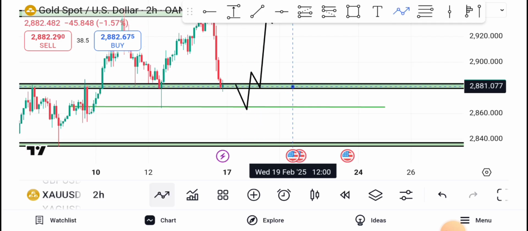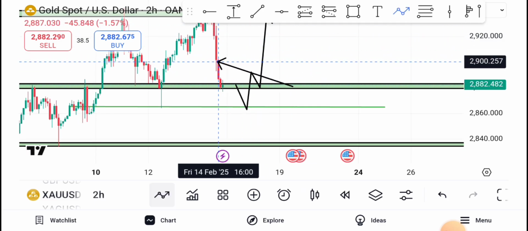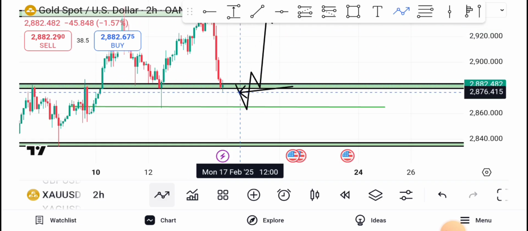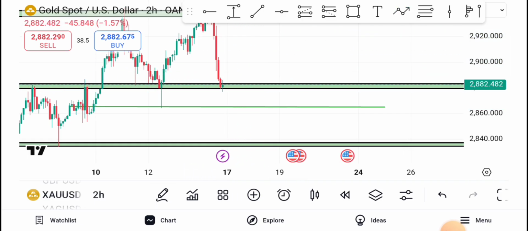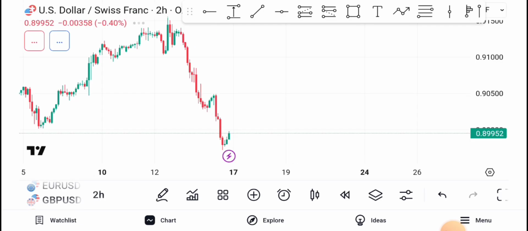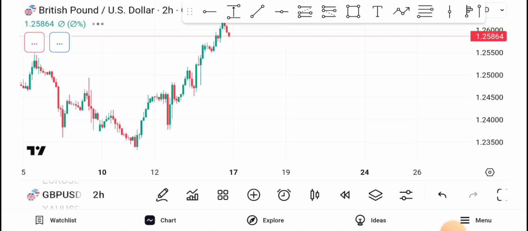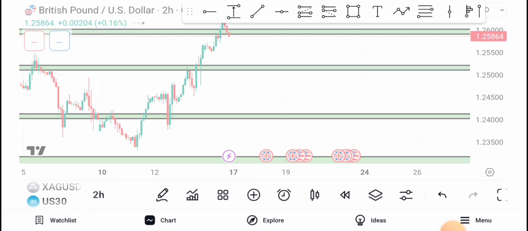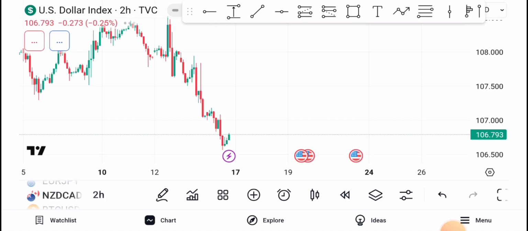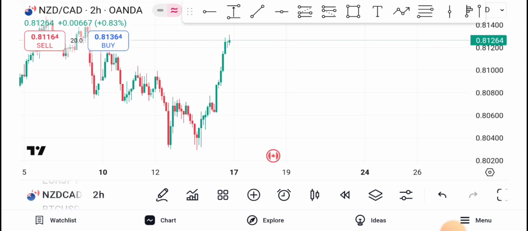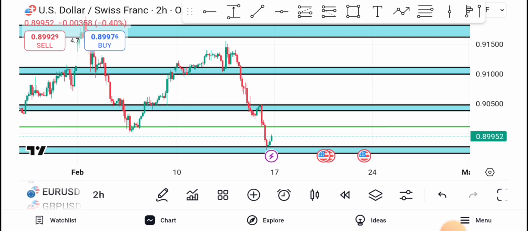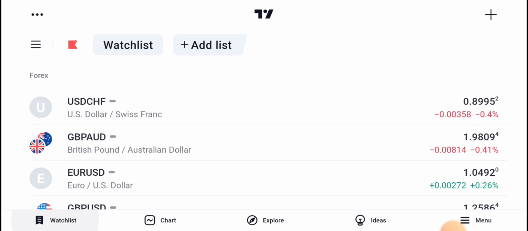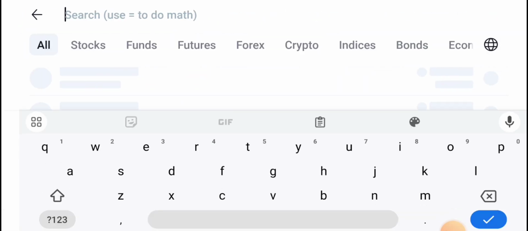The reason why is, as you can see, we had this selling pressure here. So you can't just take a buy. We need to get a change of character in order to get into a buying position. Okay, so let's look at USD CAD.